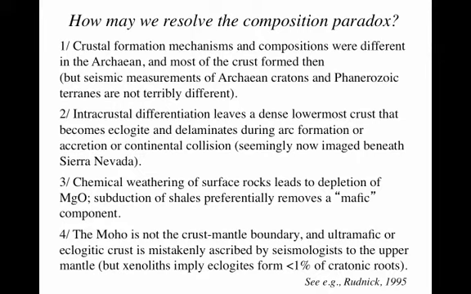And we see something that looks like that beneath the Sierra Nevada today. There is chemical weathering of surface rocks that leads to depletion of magnesium, and subduction of shales can remove a mafic component of the crust. And the moho is not the crust-mantle boundary, and ultramafic and eclogitic crust is often mistakenly ascribed by seismologists to the upper mantle. But we also know from xenoliths that eclogites are only a small percentage of the cratonal roots.